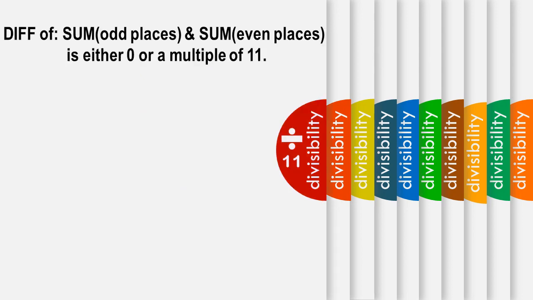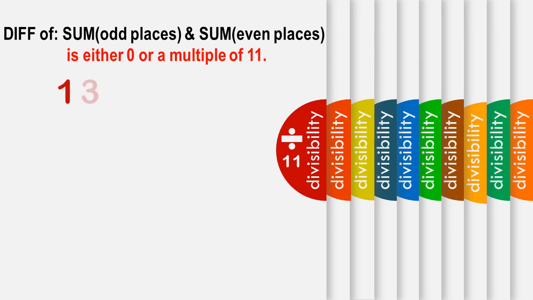Divisibility by 11. Add alternate digits starting from the ones place. Means add all the digits in odd places and then add all the digits in even places. If the difference between the sum of the digits at odd places and the sum of the digits at even places is either 0 or a multiple of 11, then the entire number is divisible by 11.